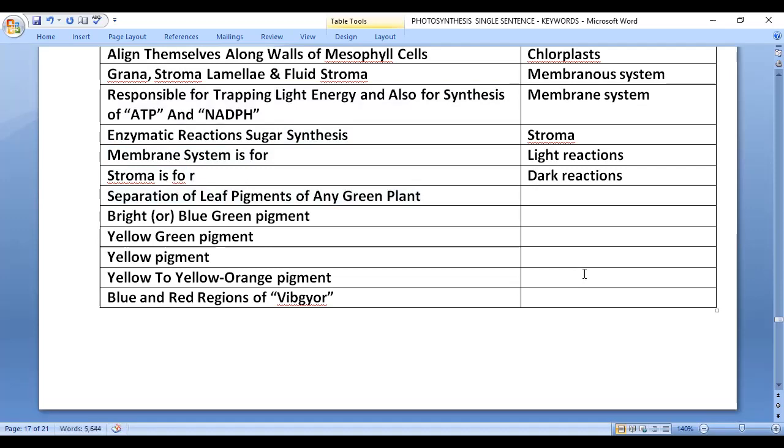Leaf pigments of any green plant can be separated and identified on paper chromatography. Bright or blue-green pigment: chlorophyll a. Yellow-green pigment: chlorophyll b. Yellow pigment: xanthophyll. Yellow to yellow-orange pigment: carotenoids. Blue and red regions of VIBGYOR show higher rates of photosynthesis.